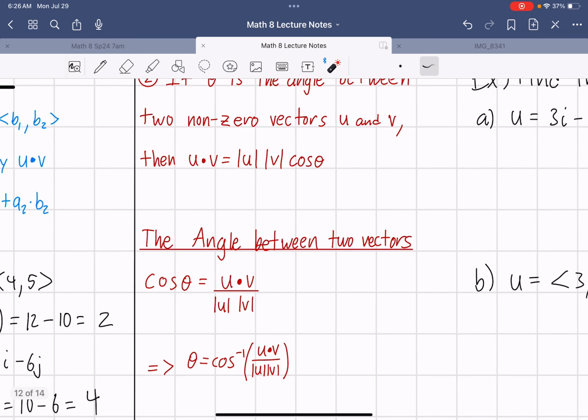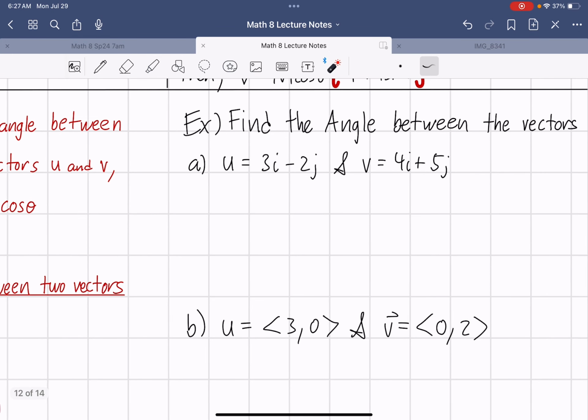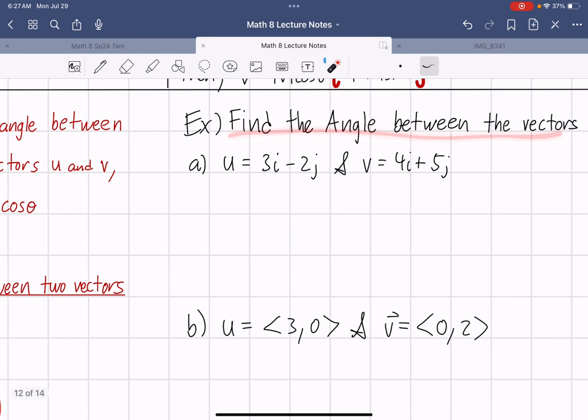Now we can sketch the vectors and try to have a rough idea, but for the sake of time, we're just going to get into actually doing the example. Now if you notice, I'm using both notations. I'm using the i and j and this inequality notation.